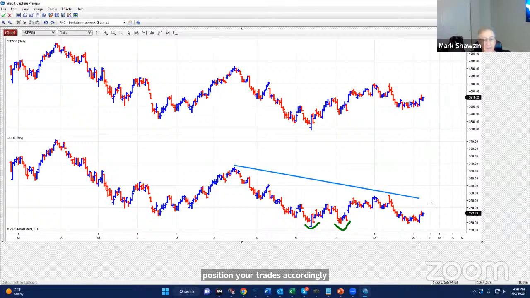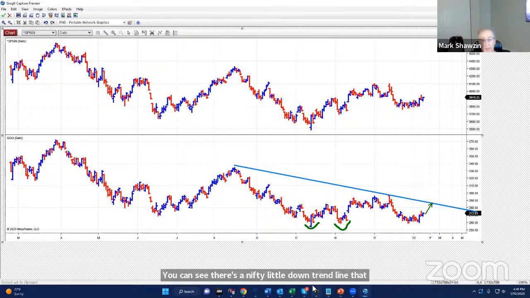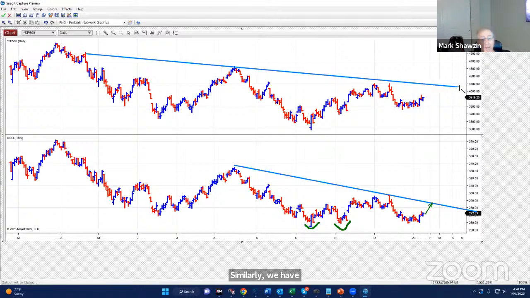You can see there's a nifty little downtrend line that comes in here. And it's very possible that we could have enough action that could carry us forward back to 285, 290 on the triple Qs. Similarly, we have this downtrend line in the S&P. We put on this bottom here. Now we've got this rounding bottom, and it looks like this thing could have enough gas in the tank to get us to 4,100. So while everybody's expecting recession and bad news, a lot of this has been priced in.